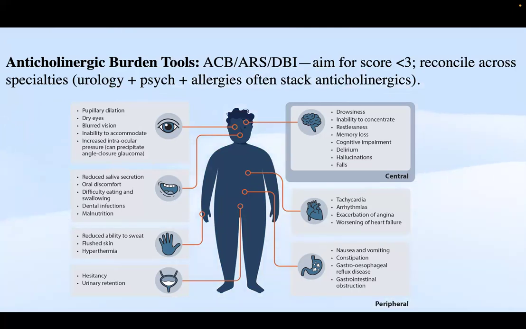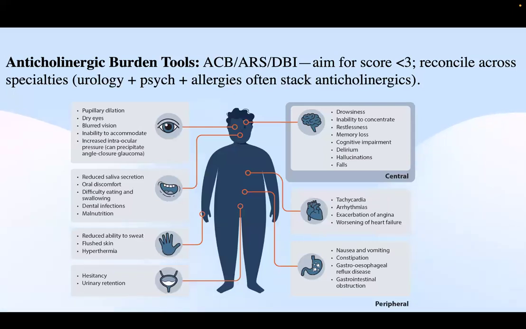This is how we can explain DBI, right? So what should be our aim for our scales? What should the score of ACB, ARS and DBI be? It should be less than 3, of course. I already explained, the higher the score, the higher the chances of cognitive impairment. Reconcile across the specialties like urology, psychiatry, allergies, which often stack anticholinergics. You can see here the diagram of the side effects of using anticholinergic medicines. And the burden is very, very huge. And for that reason, the scales are here.